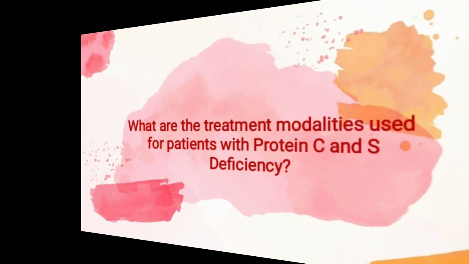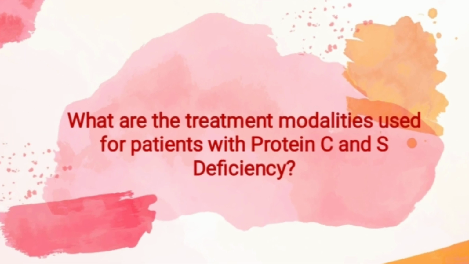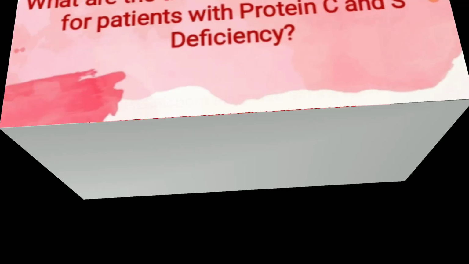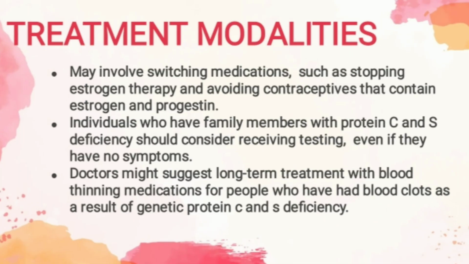What are the treatment modalities used for patients with protein C and S deficiency? This may involve switching of medications, such as stopping estrogen therapy and avoiding contraceptives that contain estrogen and progestin. Individuals who have family members with protein C and S deficiency should consider receiving testing even if they have no symptoms. Doctors might suggest long-term treatment with blood thinning medications for people who have had blood clots as a result of genetic protein C and S deficiency.